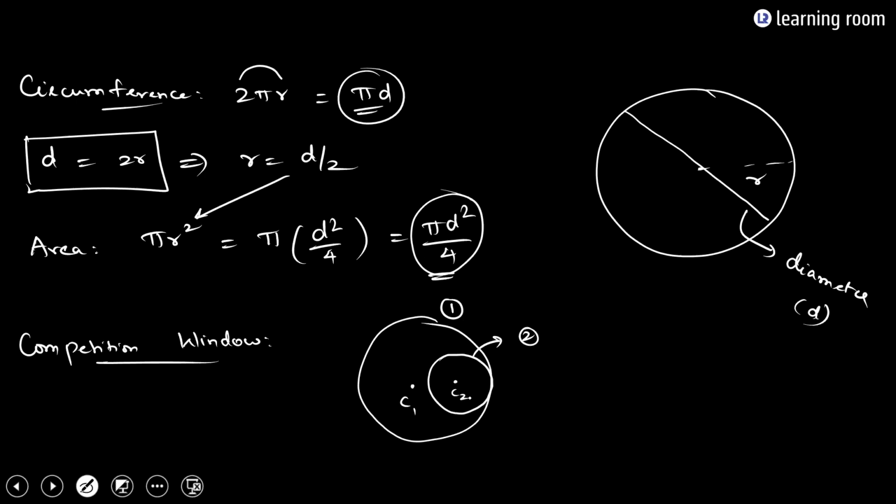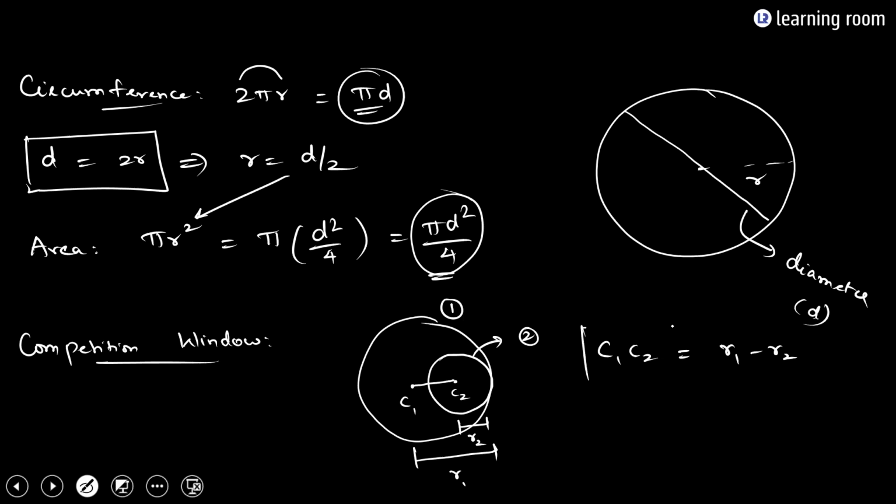Now read the question carefully. They are saying the distance between their centers, that is C1C2, will be equal to how much? From C1 to the circumference of the circle, it is going to be R1. From C2, if I draw a line segment like this, it is going to be R2. Now, what is C1C2 equal to? Can I call it R1 minus R2? Can I say this or not? Yes or no, guys? Yes, sir.